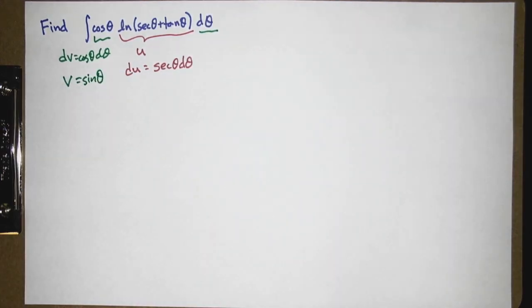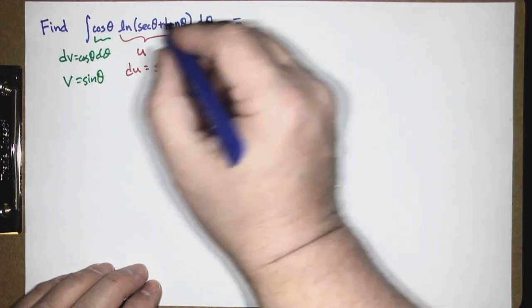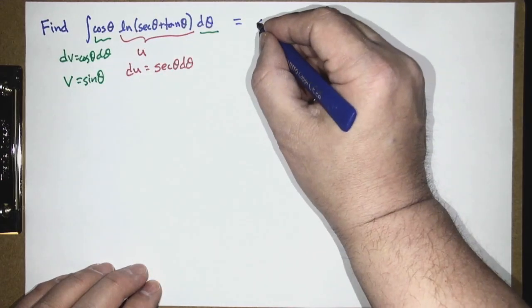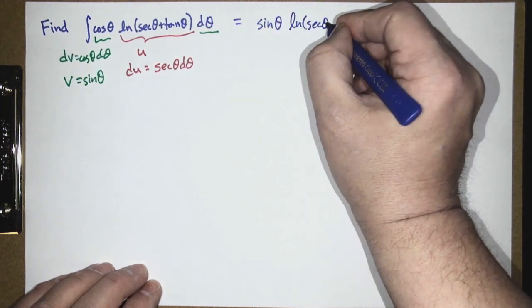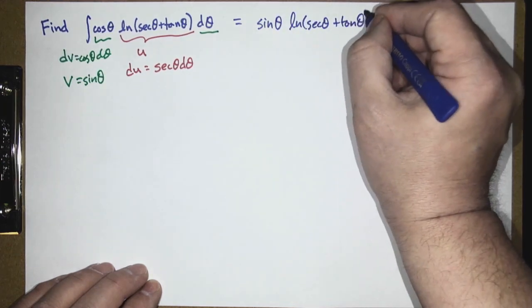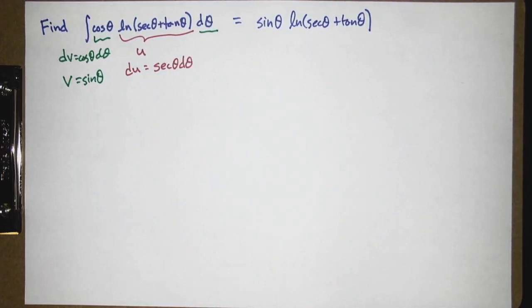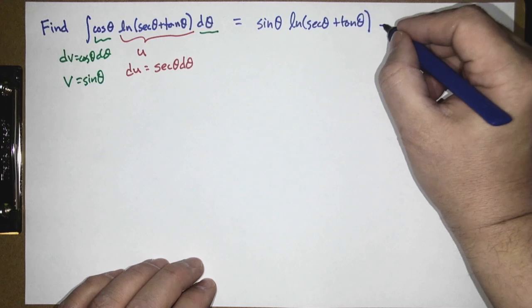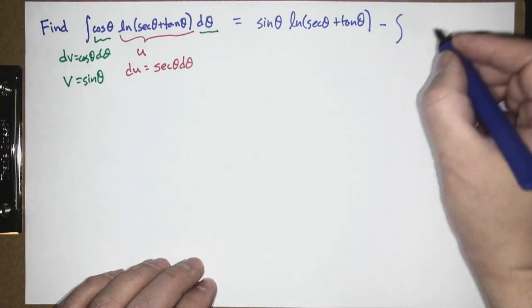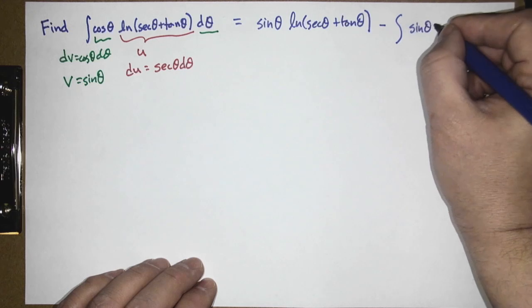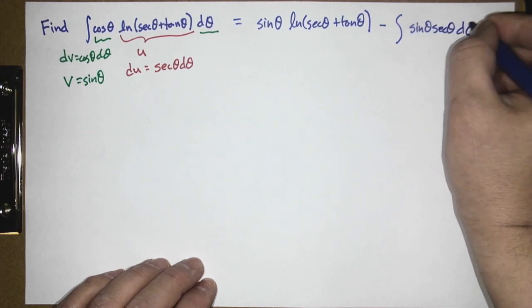Okay, so we have our integration by parts set up. We figured out what our parts are. So we're going to take uv. And so I'll put the sine in front. Sine theta log secant theta plus tangent theta. And this is an indefinite integral, so we're not doing any evaluations. Subtract the integral of v du. Sine theta secant theta d theta.